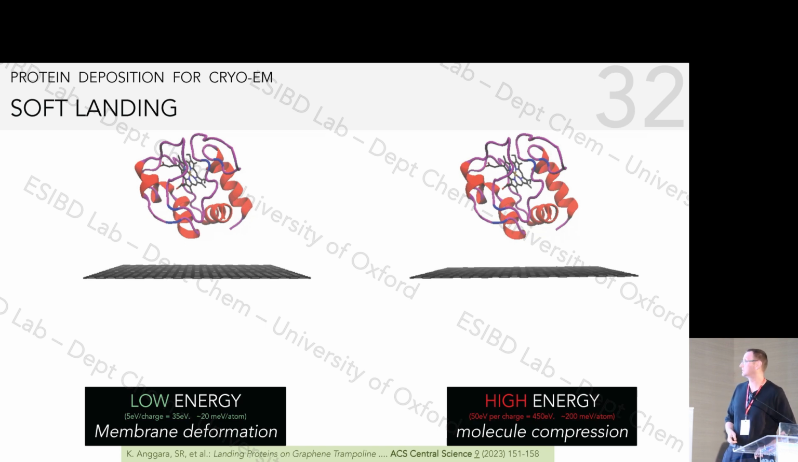In contrast to this, the high energy collision, luckily much faster, but you can see that there's so much energy transferred into the protein that the fold disassembles, and you can imagine that this protein will maybe arrive as a compact lump, but not as a folded protein. This was 50 eV per charge.